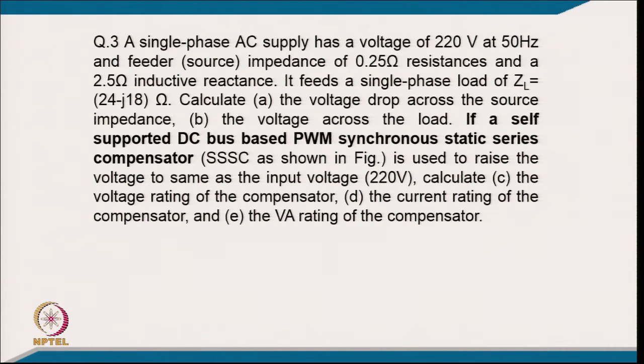So, coming to the third example of this series compensator: a single phase AC supply of 220 volt, 50 hertz, with a feeder impedance of 0.25 ohm resistance and 2.45 ohm inductive reactance. It feeds a single phase load of ZL equal to 24 minus j18 ohm. Calculate the voltage drop across the source impedance and the voltage across the load.